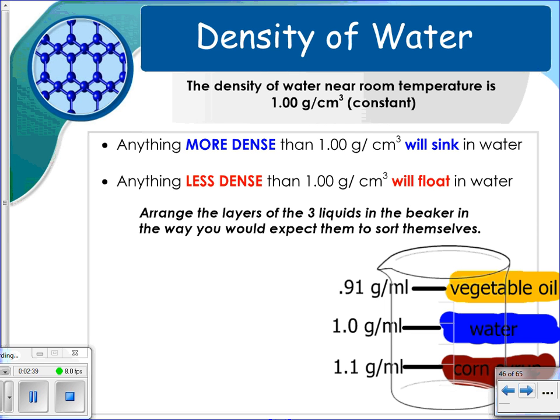So the density of water near room temperature is 1.00 gram per cubic centimeter, and remember earlier I wrote 1.0 grams per milliliter, but remember 1 milliliter is the same as 1 cubic centimeter, and we expect you to remember that. Density is a ratio of mass to volume. Anything that's more dense than 1.0 will sink in water. Anything less dense will float. And it says arrange these 3 layers. Actually, they're already arranged here. The more dense is always going to be on the bottom, with the least dense being on top.